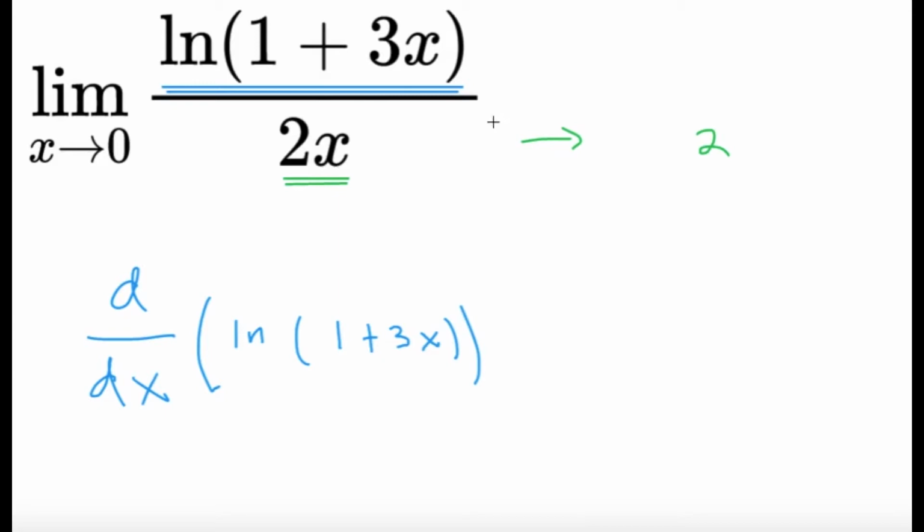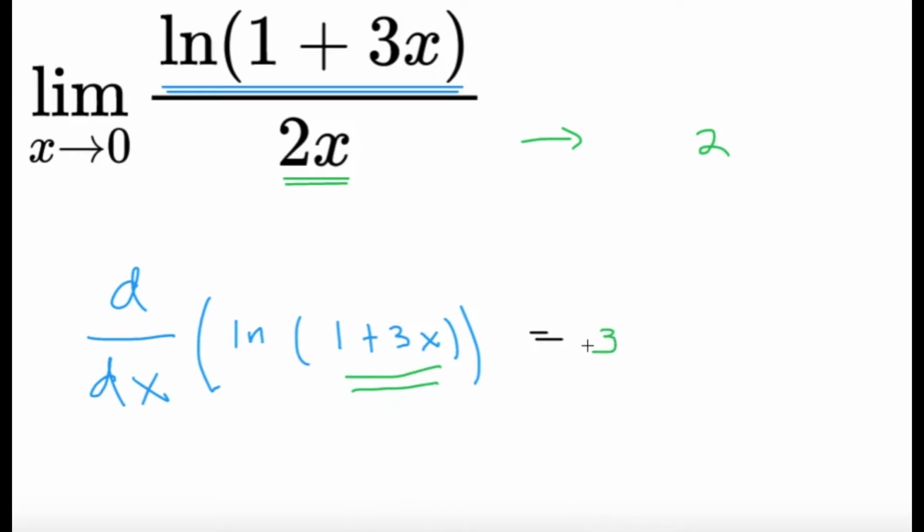Since we have to take the derivative of the numerator and the denominator, let's do that. For the bottom one, it's simple, because the derivative of 2x is going to be 2. Use any method you like, but the power rule works fine. A little bit challenging here is the derivative of ln of 1 plus 3x. For this, we simply use the chain rule, taking the derivative of whatever is inside. So the derivative of 1 plus 3x is just 3.